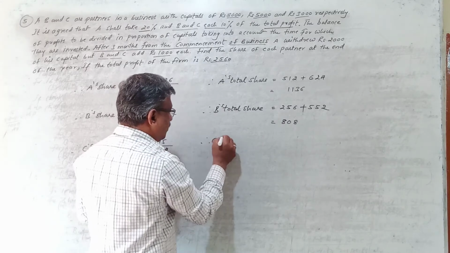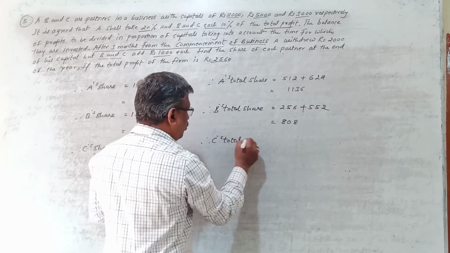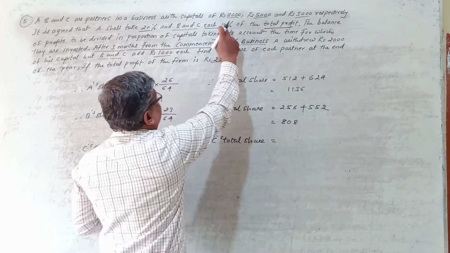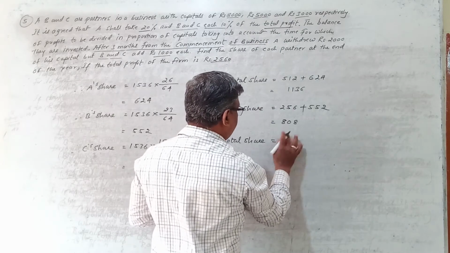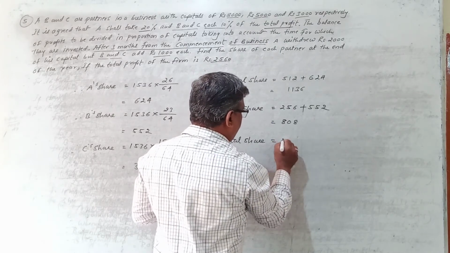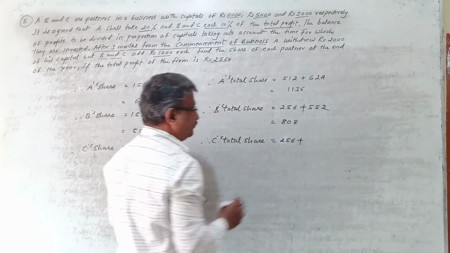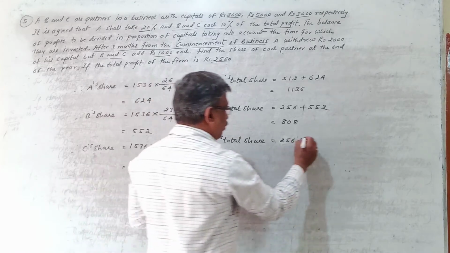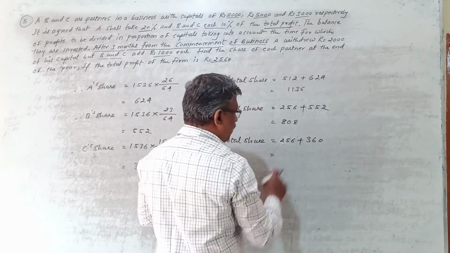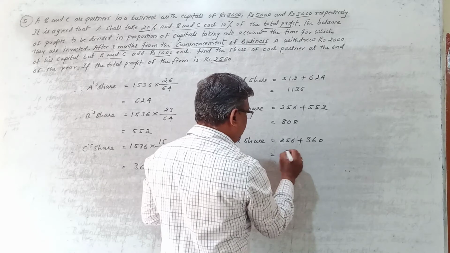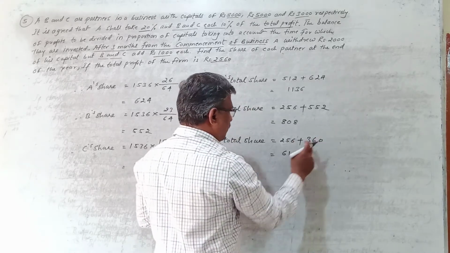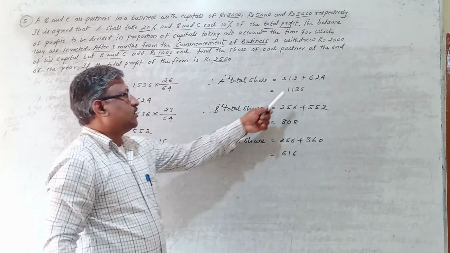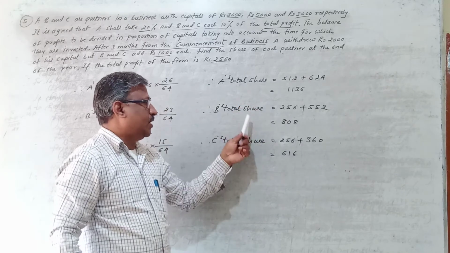Like that you have to find C's total share. So C's total share is, again C gets 10% of the total profit, which is 256 rupees, plus he gets a share of distributed capital proportion, which is 360 rupees. So add that. So it comes to 616 rupees. 6 plus 0 is 6, 5 plus 6 is 11, carry 1, so it's 6. So this is how you calculate the total share received by A, B and C.